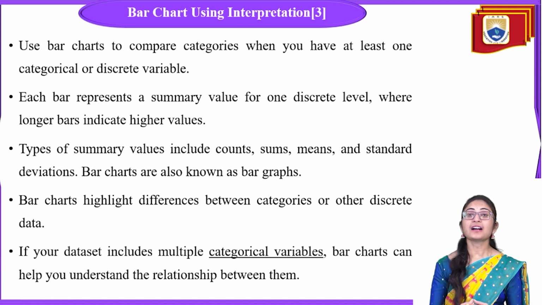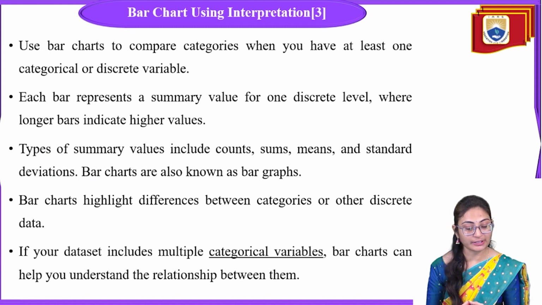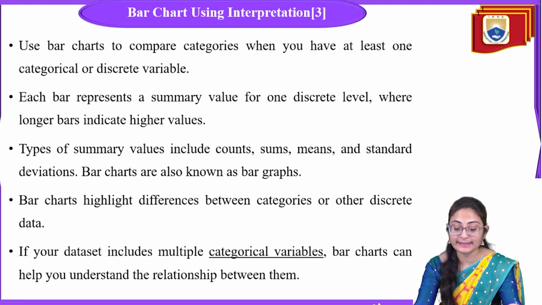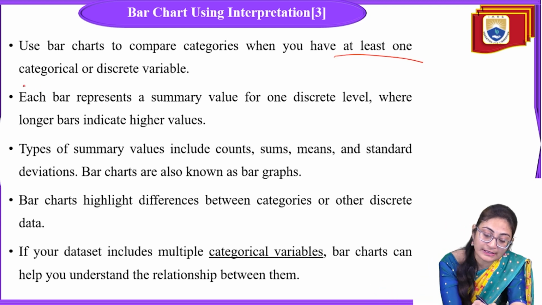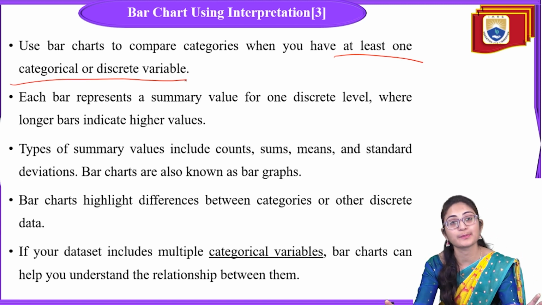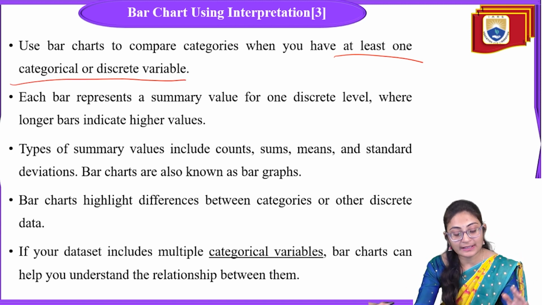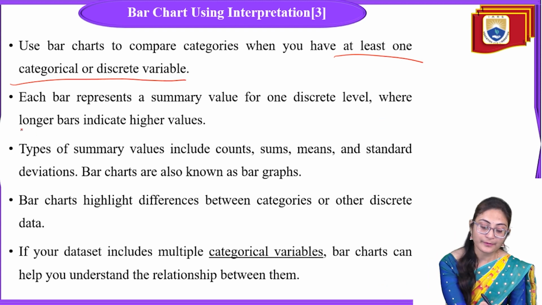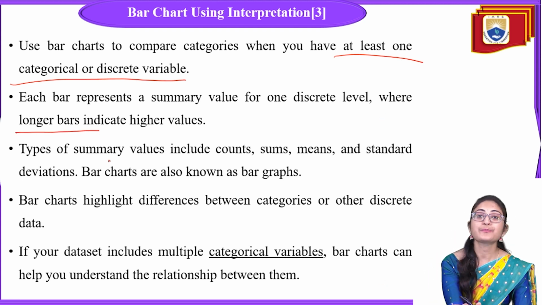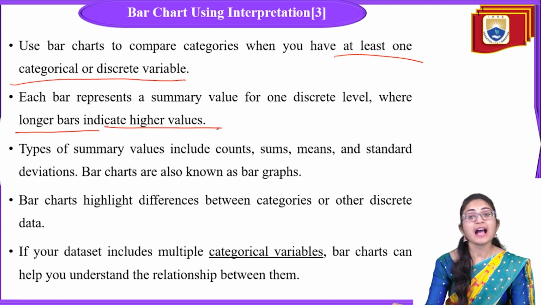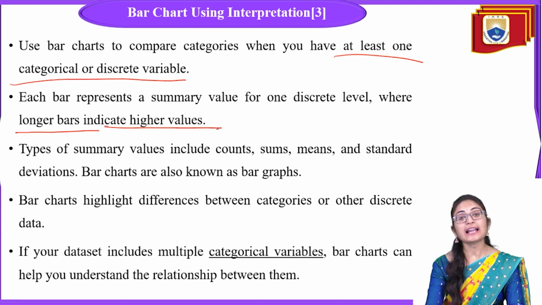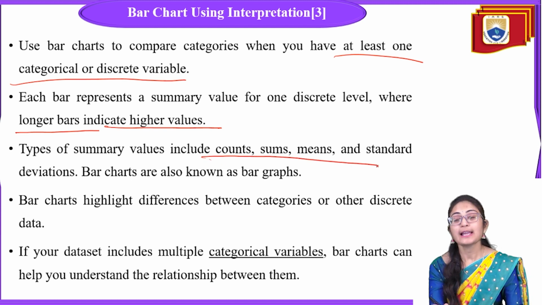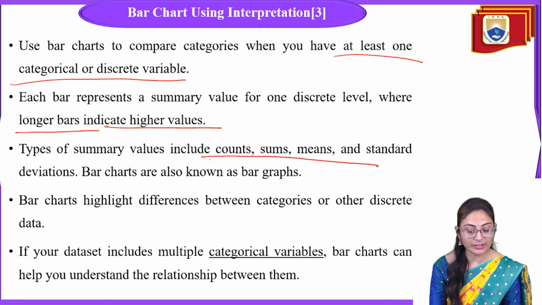Now, bar graphs and their interpretation. Use bar charts to compare the categories when you have at least one categorical or discrete variable. Each bar represents a summary value for one discrete level, where longer bars indicate higher values. Types of summary values include the counts, sums, means, and standard deviation.